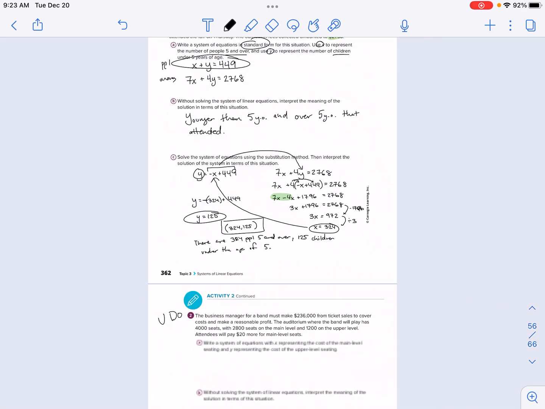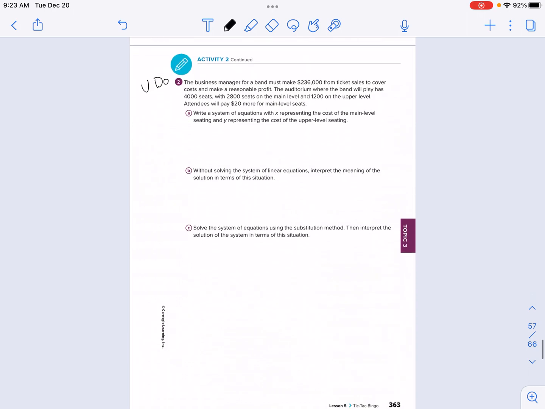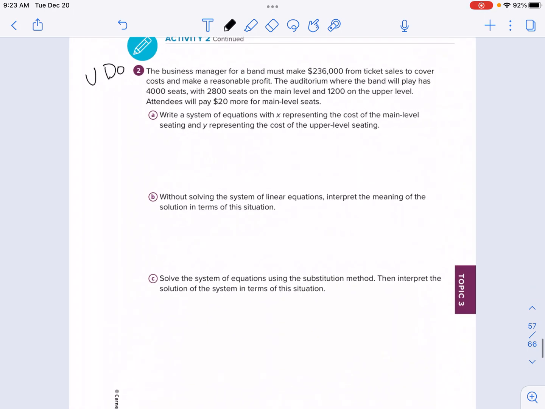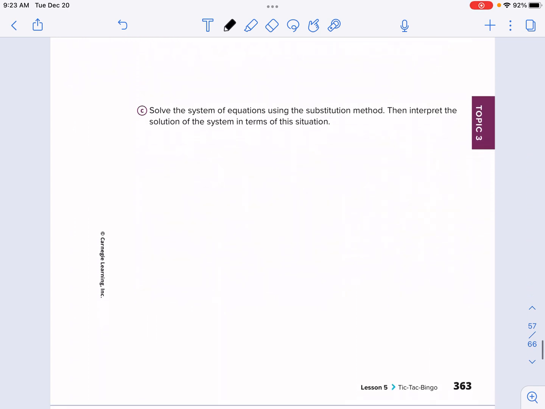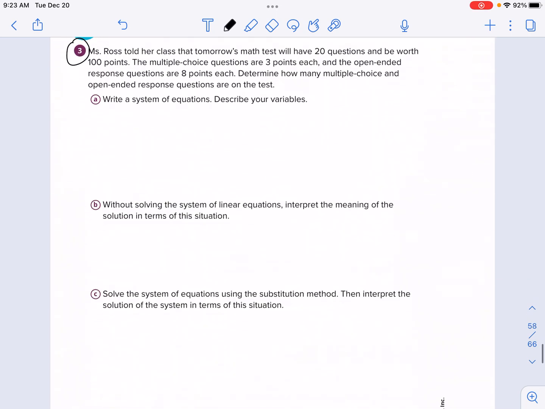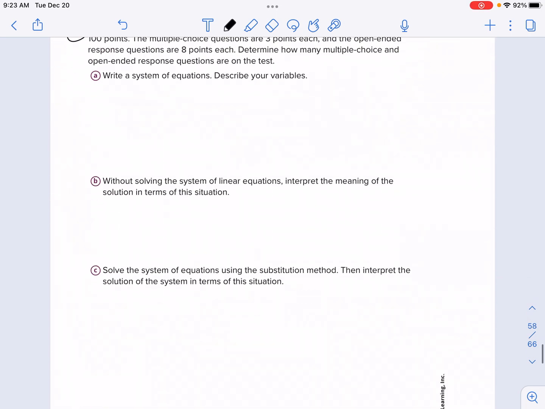Okay. All right. So the next page, 263, this is a UDO. So this is dealing with revenue, dealing with seats. So you're welcome to try to copy what we did in the previous problem to solve this. Although it's not exactly the same context or the same numbers, just see what you can do. So pause it here. We're going to move on to 364 right here that deals with Miss Rose.